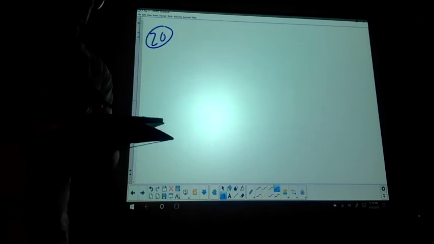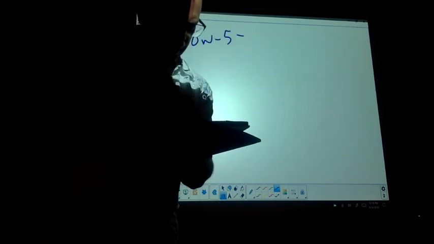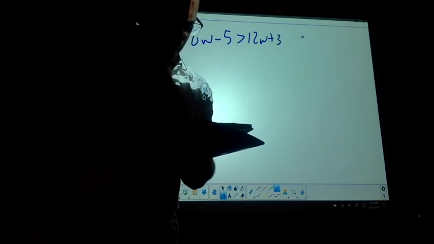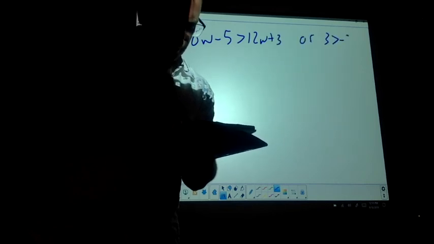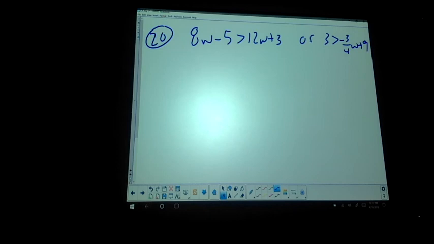All right, number 20 says 8w minus 5 is greater than, and then or, okay, an or problem. Hopefully it's shading opposite directions, right? Don't know yet. So let's start moving things around. So maybe subtract 12w from both sides. So it gives me -4w minus 5 is greater than 3.